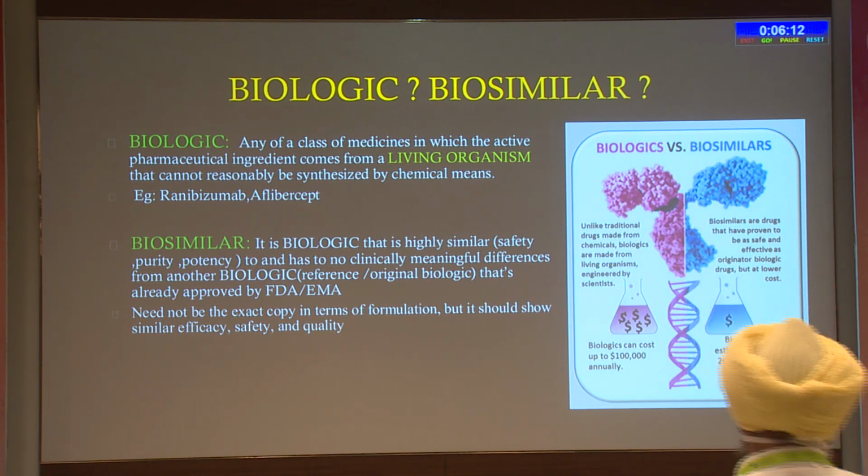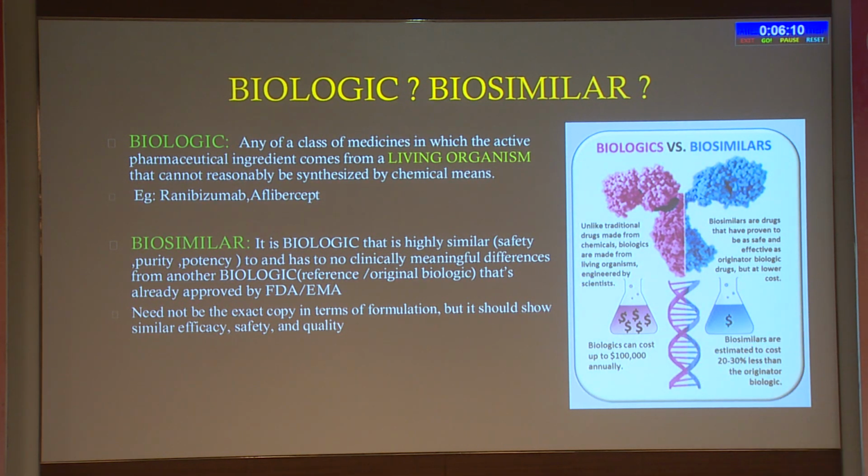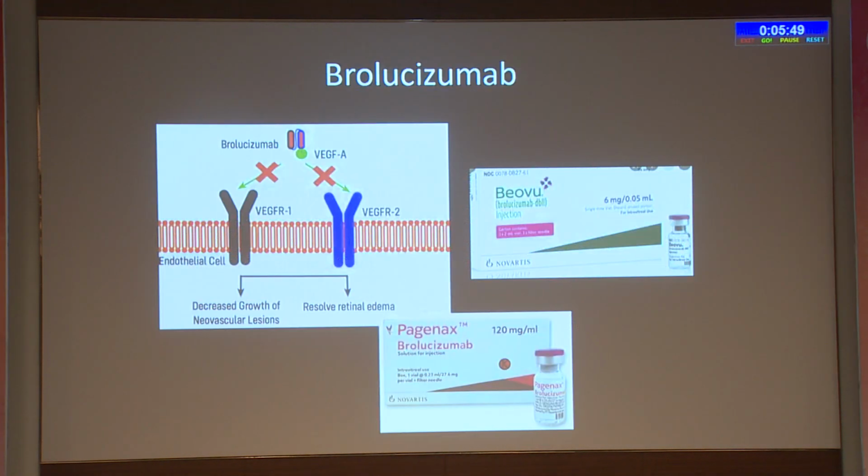Now, after that, we've had a horde of biosimilars. These drugs are all biologics, which is a class of medication in which the active pharmaceutical ingredient comes from a living organism that cannot be synthesized by chemical means. On the other hand, a biosimilar is highly similar in safety, purity, and potency to the biologic.